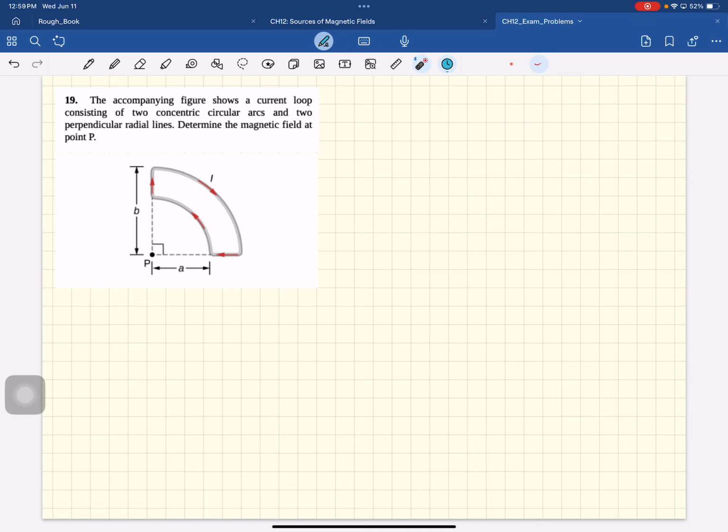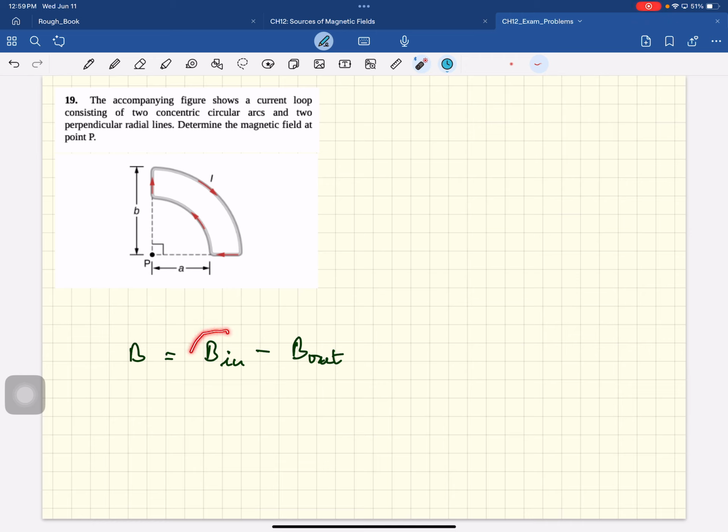So the net field is B inner ring minus B outer ring. What I'm saying is the field produced by this guy is stronger probably because he's closer, even though he's a smaller length. The field produced by this guy probably is weaker. But if I'm wrong, then this will just come out negative, and that means this field is stronger. So the net field at this point is coming out of the paper if this is larger than that.